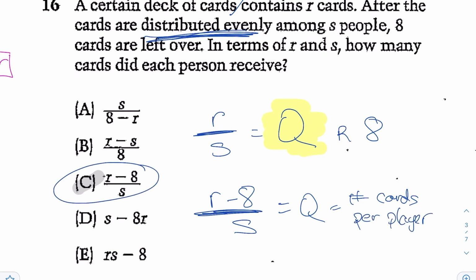And that's going to be choice C. Now, the other way to do this is by just substituting in numbers. So pretend there are 20 cards, and you distribute it to 12 people. So everyone gets 1 card. There are 8 cards left over. Then you go through all the choices and see which one is equal to 1. But you can solve this algebraically or just by substituting in.